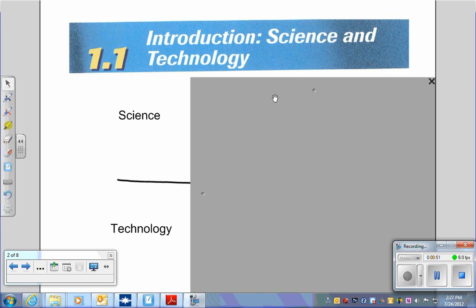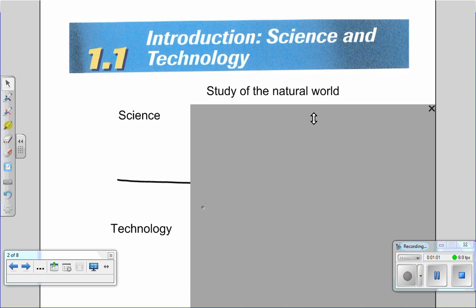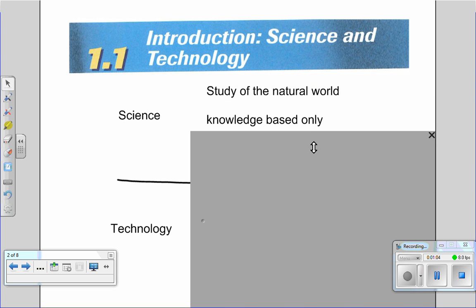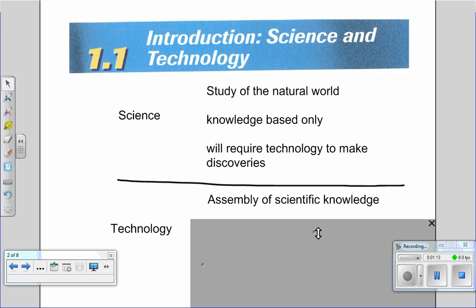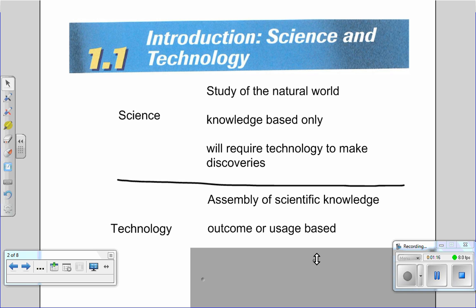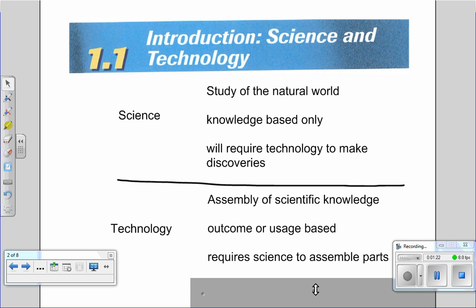This section is called Science and Technology, which leads us to ask the question, what is the difference between science and technology? First of all, science is the study of the natural world. It is knowledge-based only, and it will require technology to make more discoveries. However, technology is the assembly of scientific knowledge. It is outcome or usage based, so it is using the science for something usable, and it requires science to assemble the parts. So we can see technology requires science and science will require technology, so we have this nice circle going around here.